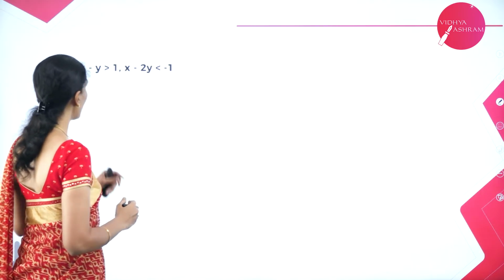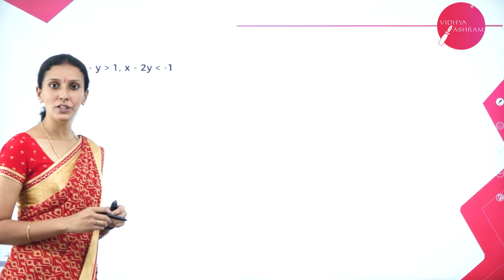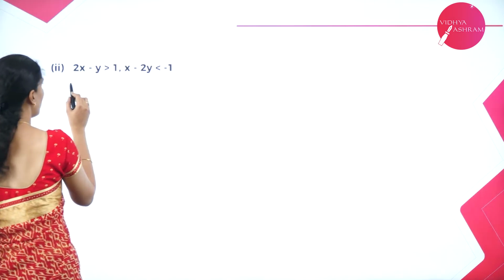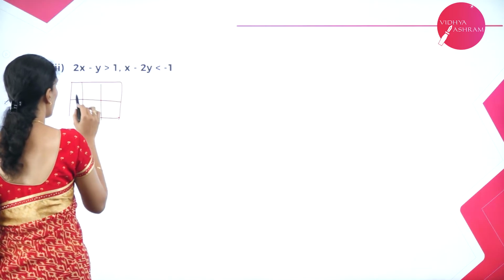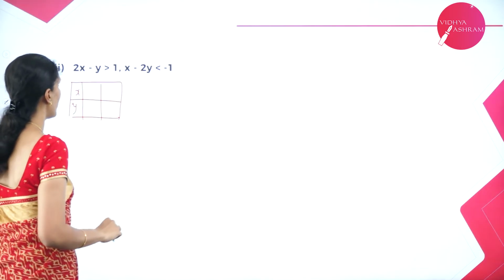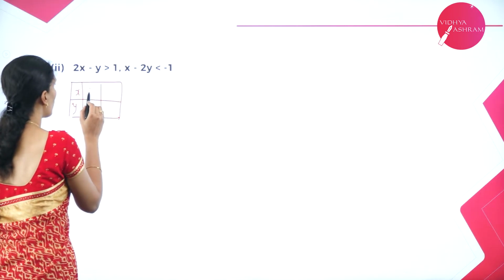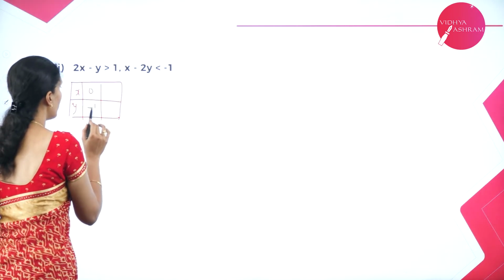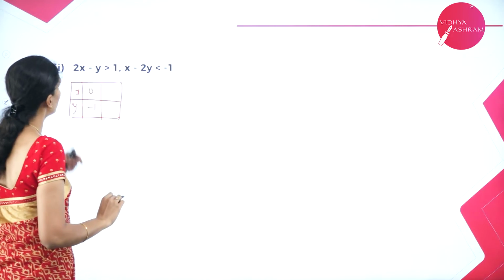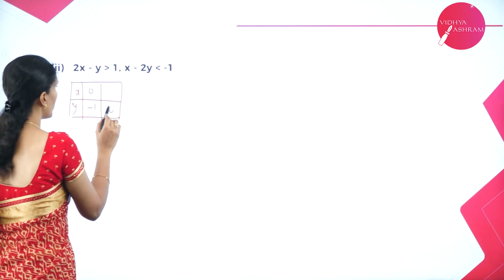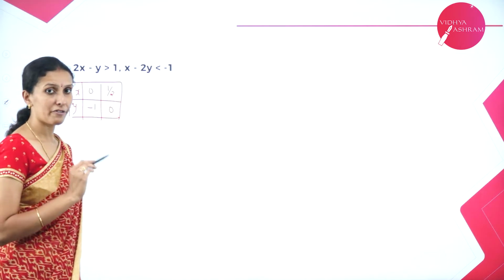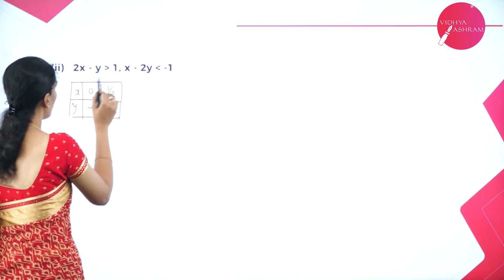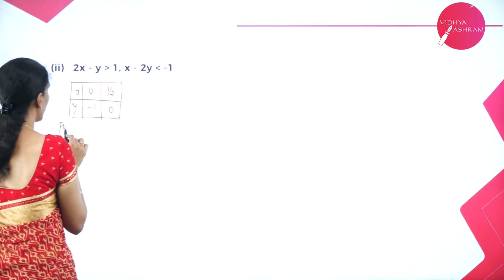Now let us take one more example. 2x minus y greater than 1, x minus 2y less than 1. So first let us find the coordinates for 2x minus y greater than 1. If you put x is equal to 0 here, then y will be minus 1. If you put y is equal to 0 here, then x will be 1 by 2, which is nothing but 0.5.